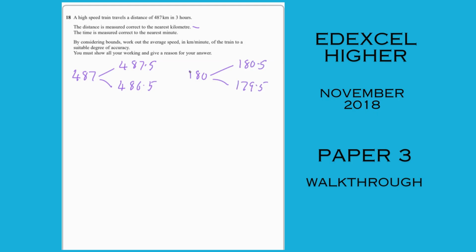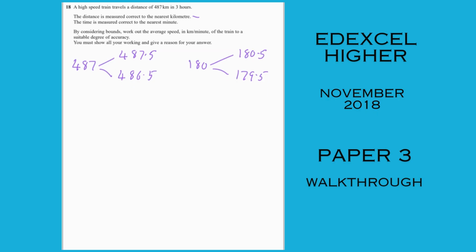By considering bounds. So it doesn't tell us whether to go for the upper or lower. So in other words, we must do both. So we are considering our distance, speed, time triangle.